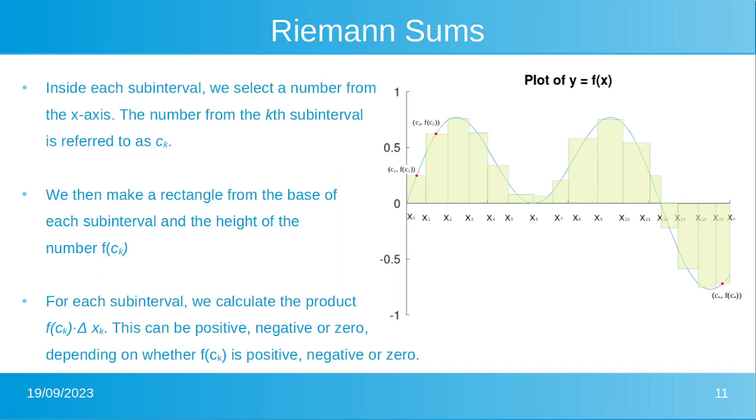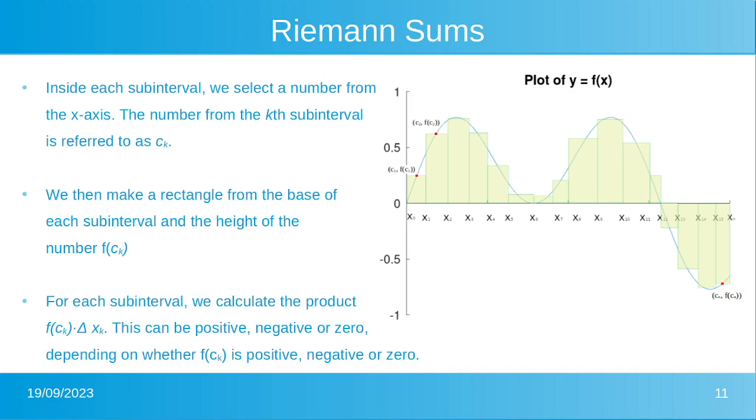Next, inside each subinterval, we select a number from the x-axis, and the number from the kth subinterval is referred to as ck. And we then make a rectangle from the base of each subinterval and the height of the number f of ck. So if we have a look at the plot here on the right hand side of the screen, we can see that we've just done that in our plot here.